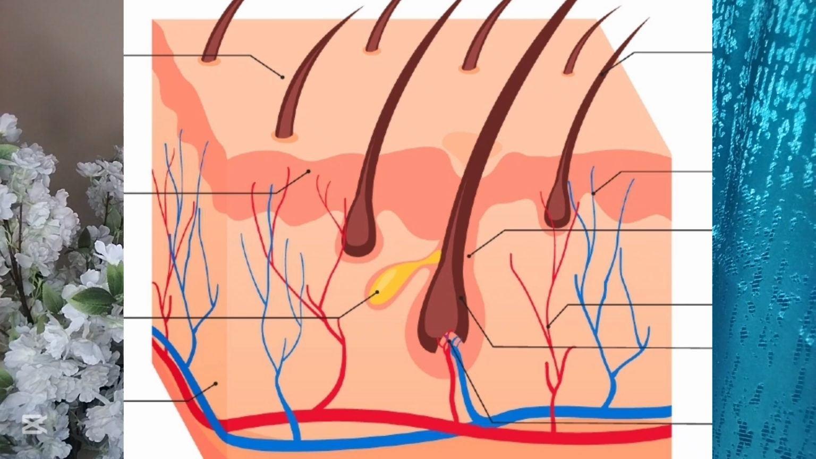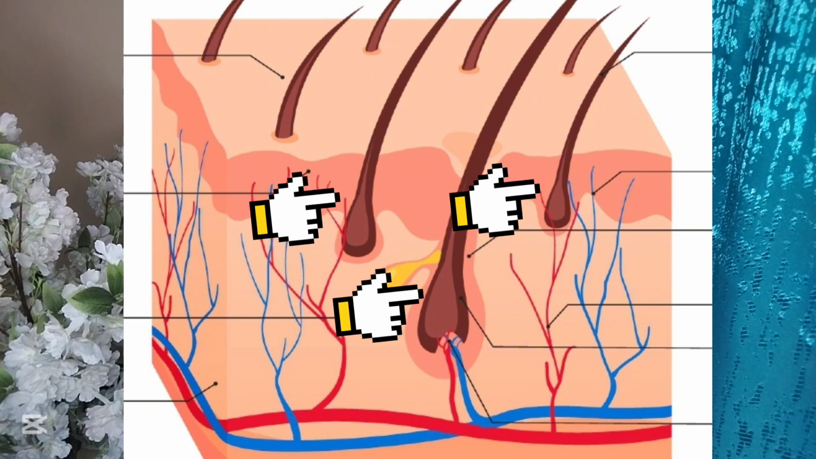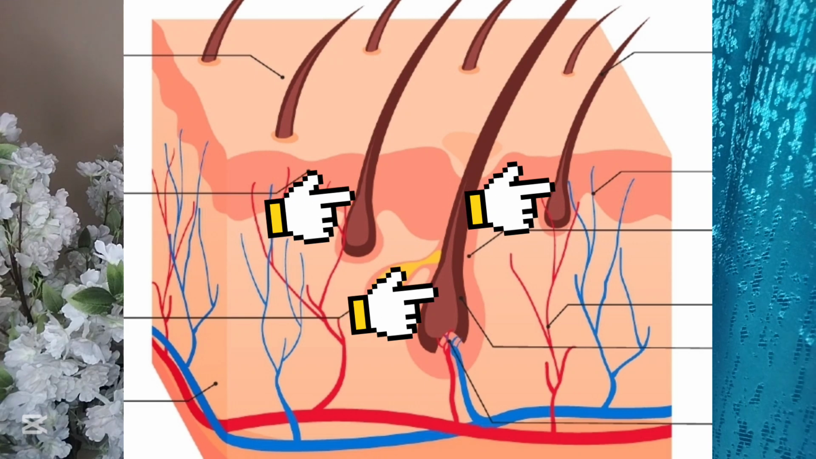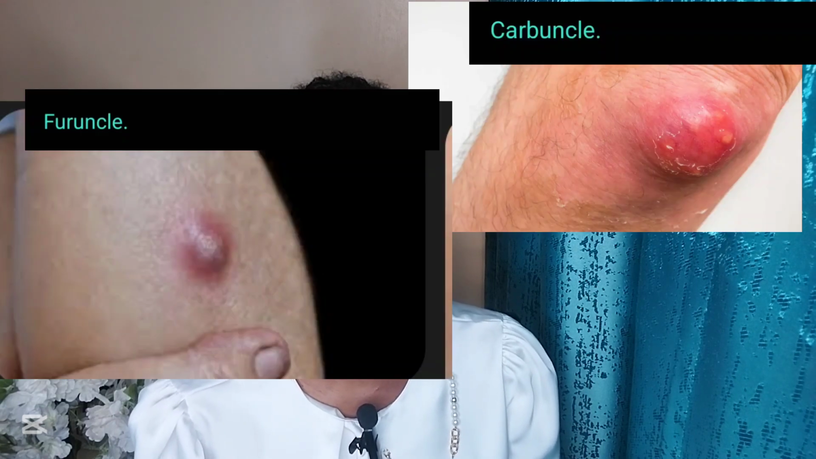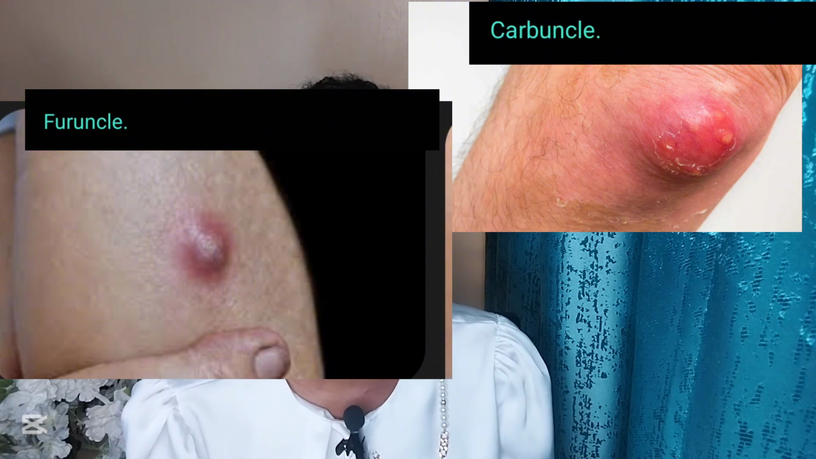It is more like a furuncle, but the difference is in a furuncle you only have one hair follicle that gets infected, but in a carbuncle you have two or more hair follicles that get infected. And when it comes to the size, a furuncle is smaller than a carbuncle. A carbuncle is bigger in size.